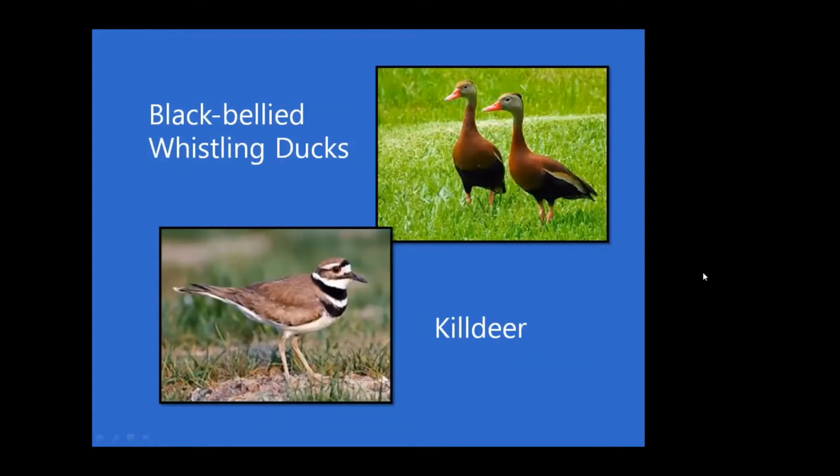We have some black-bellied whistling ducks. They have been in Florida since 1984, and they've really expanded their range. So they're now becoming a much more common duck, gregarious, in large numbers. And we have killdeer, who are supposed to be shorebirds. They don't know that, so they will often come to the grassy areas around the pond, and you can identify them by the double bands.